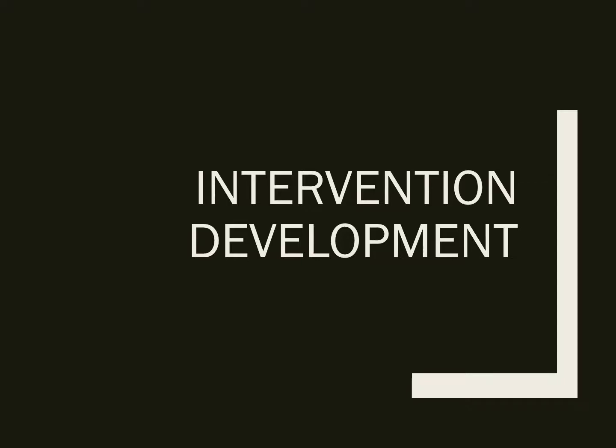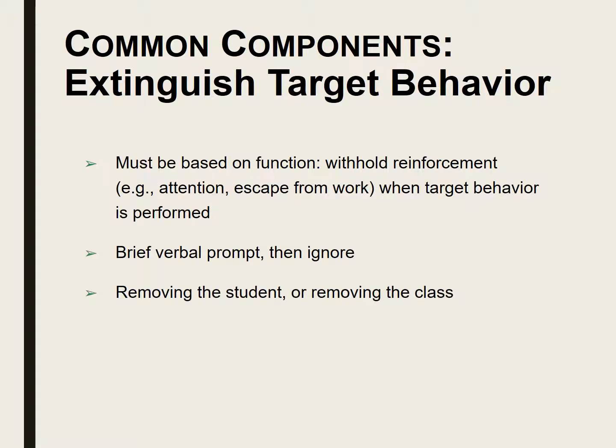After you've gone through the flow chart and you have been instructed as to which method you need to focus on, it's time to begin the development of the intervention. Common components include extinguishing the behavior. That is, it must be based on function. You must withhold reinforcement, that is, attention or escape from the work, when the target behavior is performed. If the student engages in this target behavior, you don't want to provide attention. And if you have to provide attention, you need to provide a brief verbal prompt and then ignore.